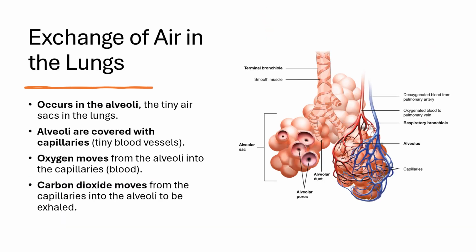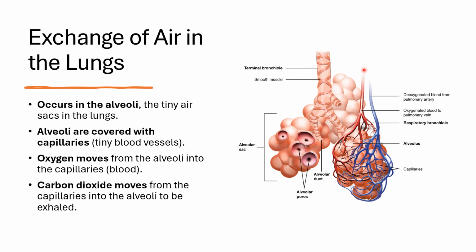In this slide, let's talk about the exchange of air in the lungs. This happens in the alveoli, which are the tiny air sacs in the lungs. Alveoli are covered with capillaries, which are tiny blood vessels. During our inhalation process, oxygen from the alveoli moves into the capillaries, particularly the arterial capillaries, and these arterial capillaries carry the oxygenated blood throughout the body.